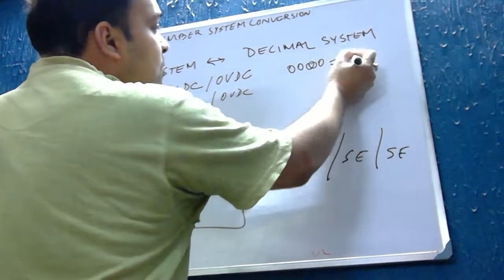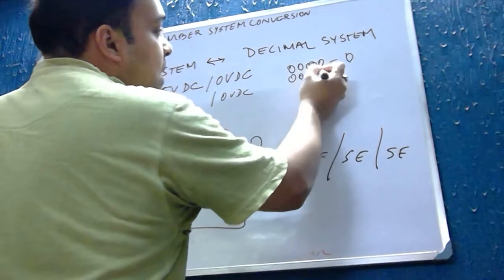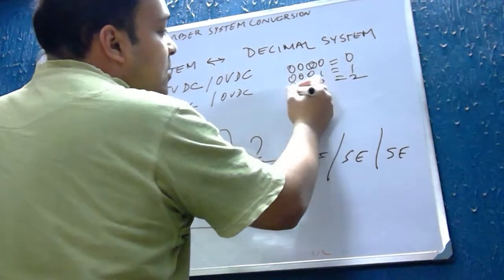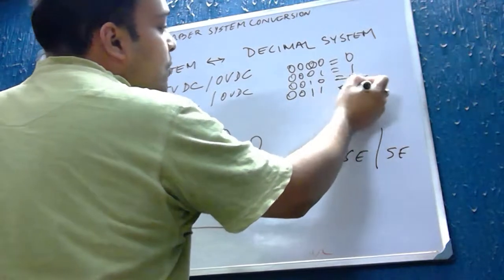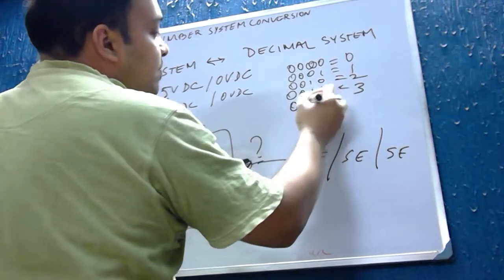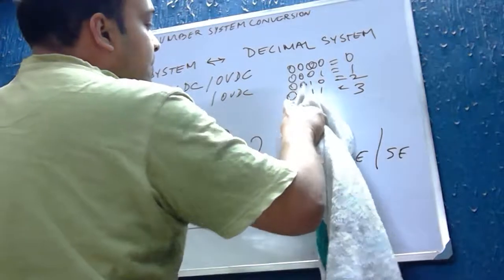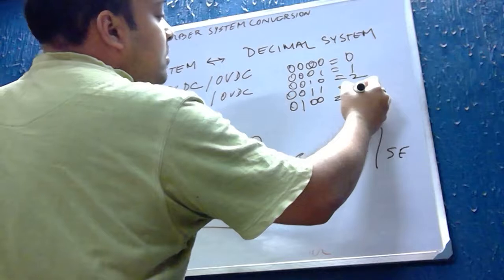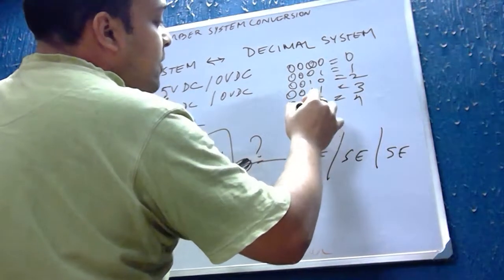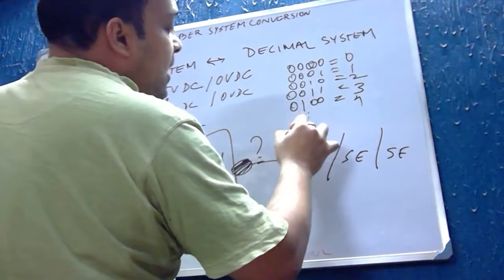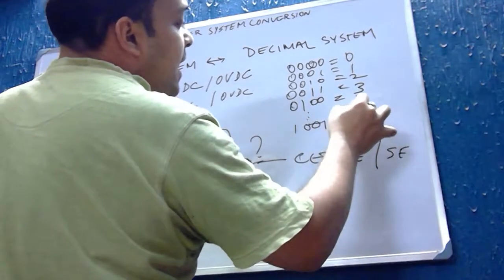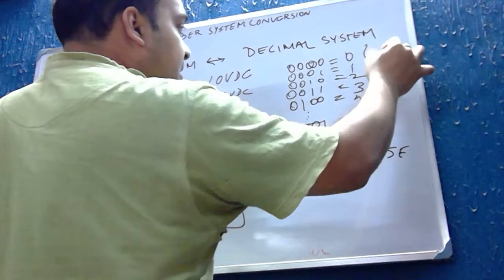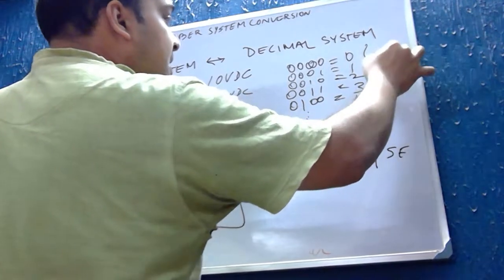Because 0000 will give you 0, 0001 will give you 1, 0010 will give you 2, 0011 will give you 3, 0100 will give you 4. And so if you carry on like this, 1001 will give you 9. And these are all the numbers that are required for a 7-segment display.